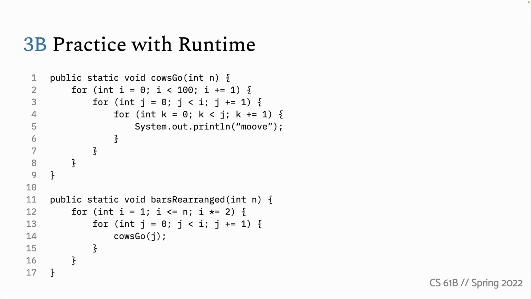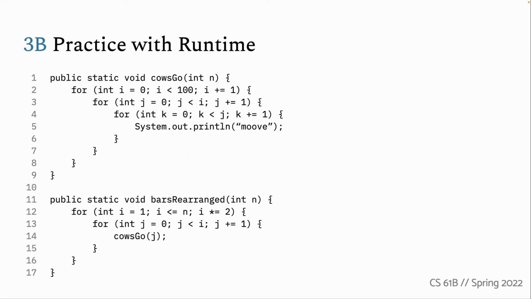So let's do another one. I believe this is our last problem. This is an example that calls another function. We have cowsGo and we have barsRearranged. As you can see, barsRearranged calls cowsGo. So I recommend you take a look at this and figure out what the final runtime is going to be.